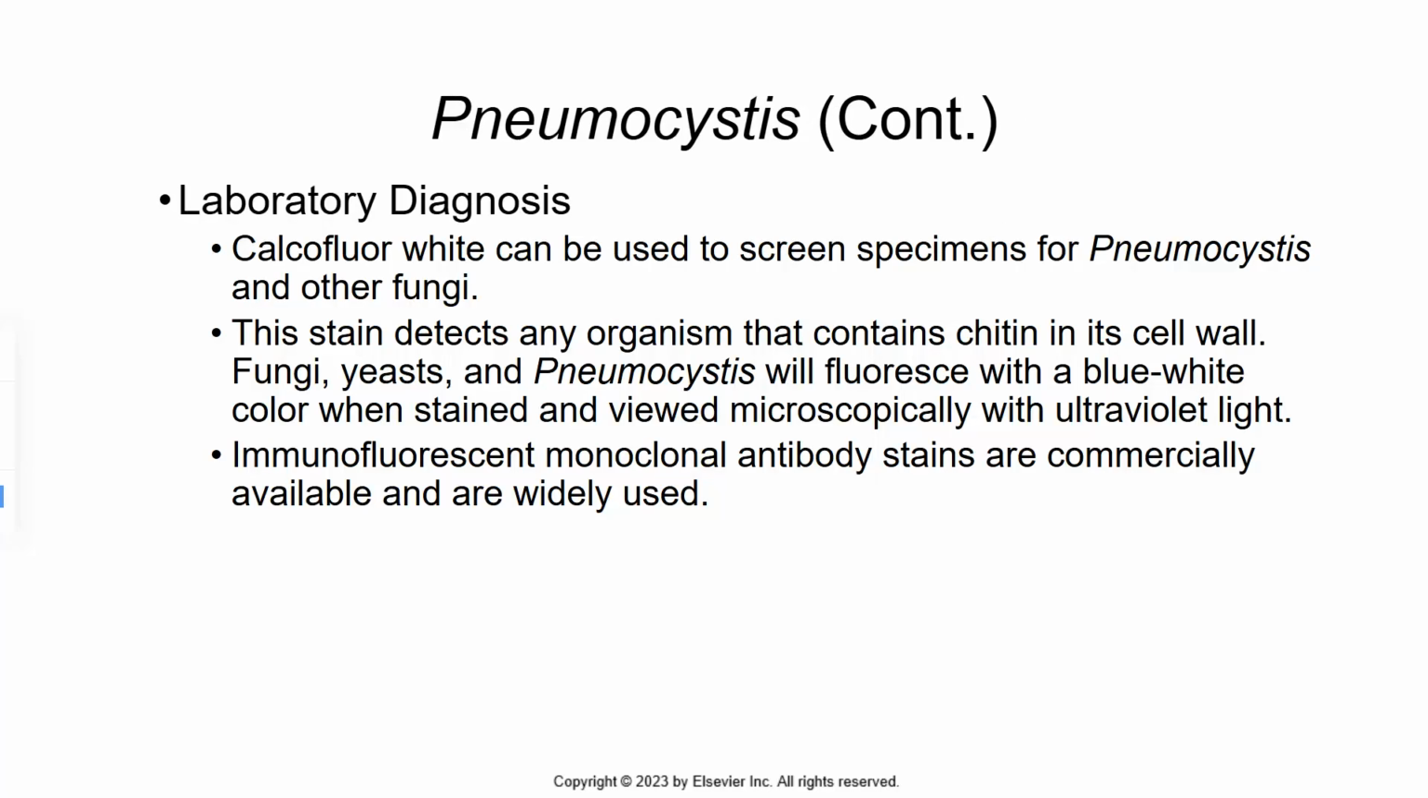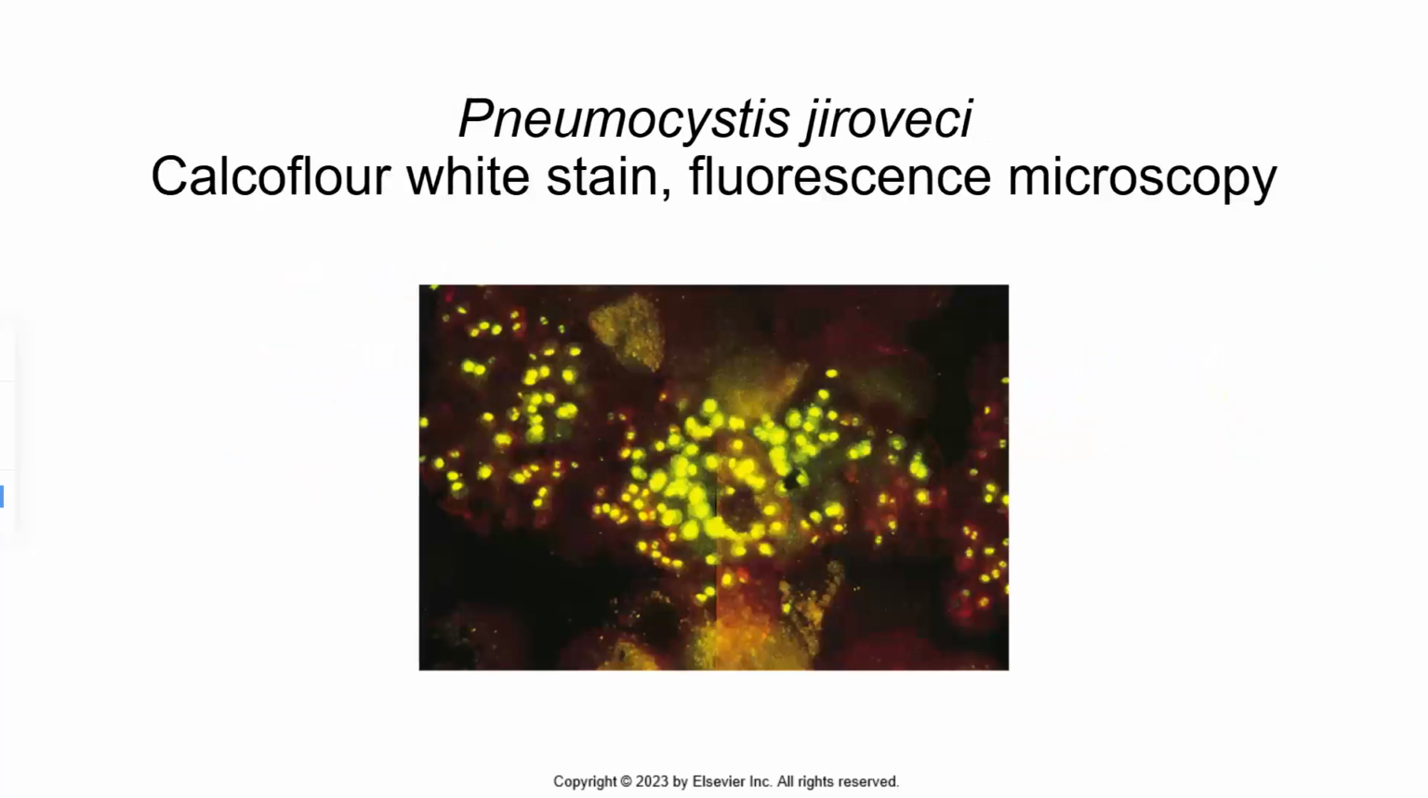Calcofluor white can be used to screen specimens for Pneumocystis and other fungi. This stain detects any organism that contains chitin in its cell wall. Fungi, yeast, and Pneumocystis will fluoresce with a blue-white color when stained and viewed microscopically with ultraviolet light. Immunofluorescent monoclonal antibody stains are commercially available and are widely used. Here you can see fluorescence microscopy of the organism.